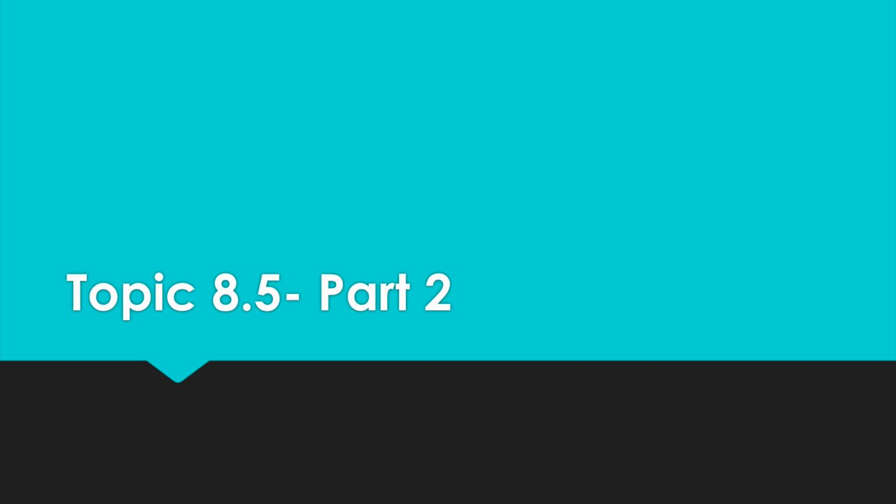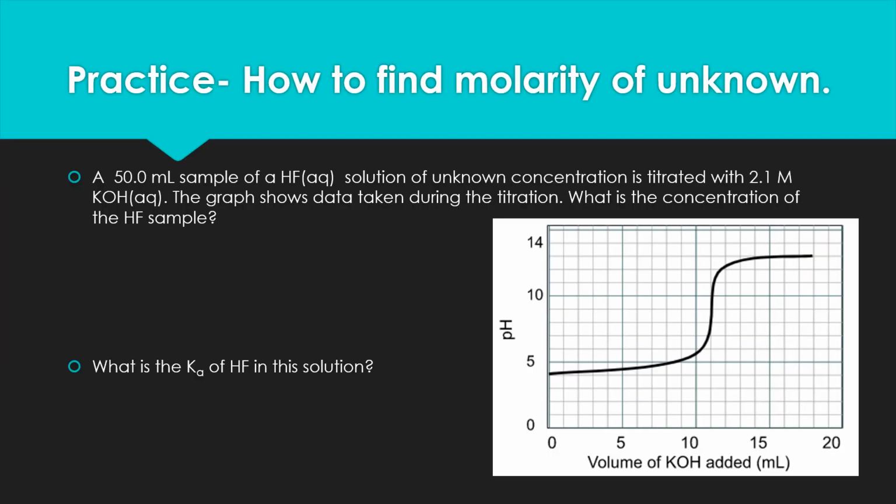Okay, this is continuing topic 8.5, so this is part 2 of the 2 videos. So let's do a practice question: how to find the molarity of your unknown. A 50 milliliter sample of HF, an aqueous solution of unknown concentration, is titrated with 2.1 molar potassium hydroxide. The graph shows data taken during the titration. What is the concentration of the HF sample?